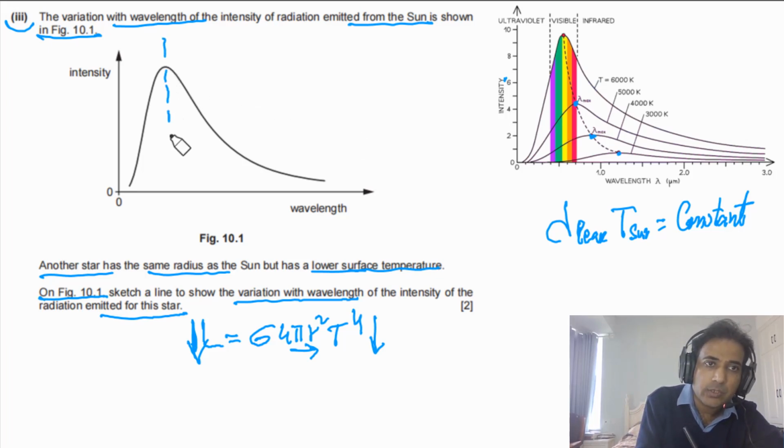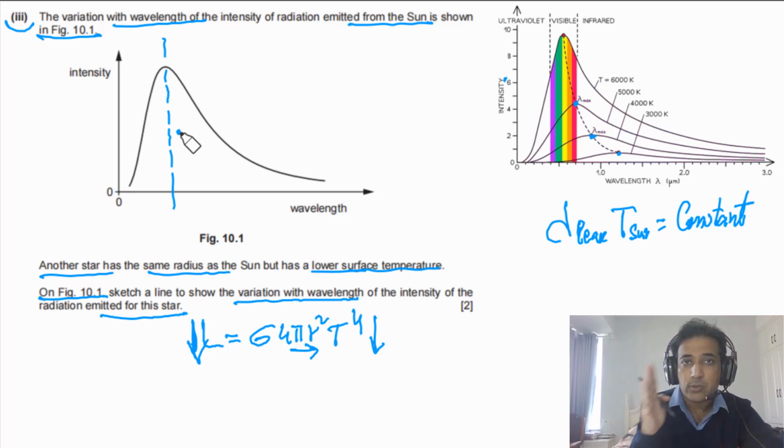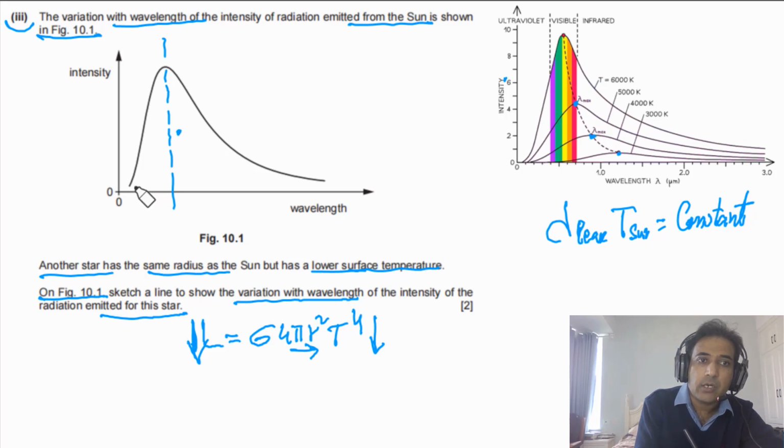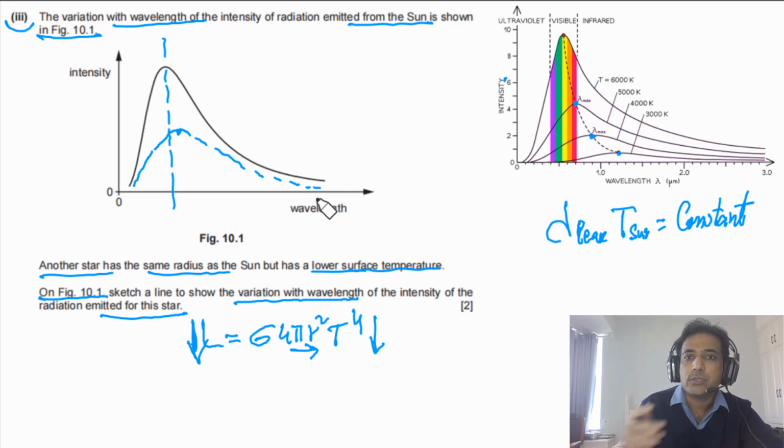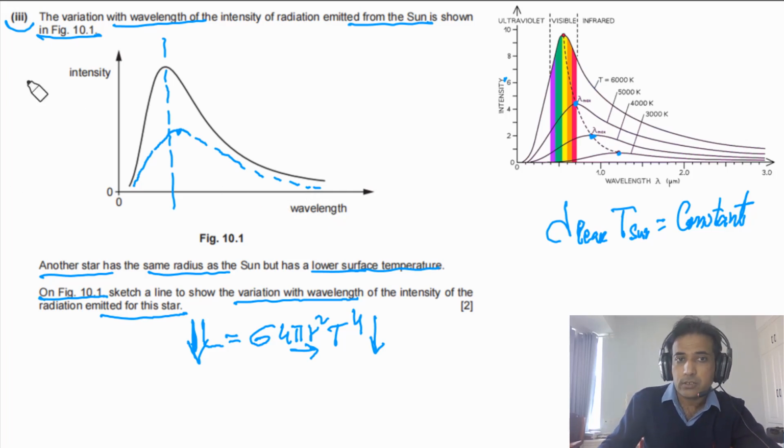So we can draw the line here. So this is the peak, so the next peak has to be lower and it has to be at longer wavelength. So it has to be somewhat like this, lower, at longer wavelength. And now simply we can connect this, it has to be always lower. So this is how you can sketch the curve. And if you have drawn this one, you will get 2 marks. Wavelength has to be longer and the peak intensity has to be lower.